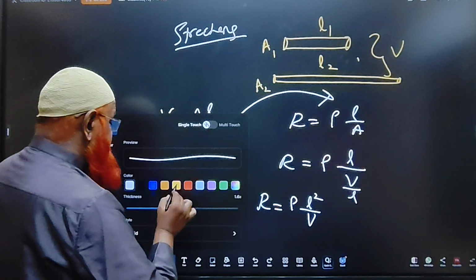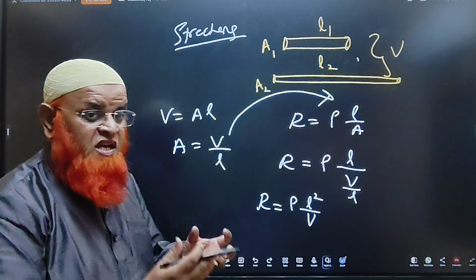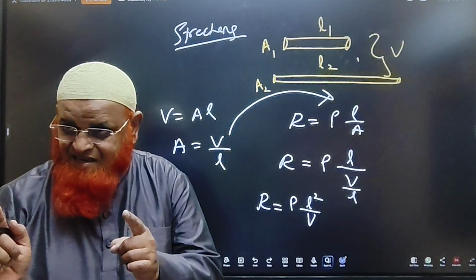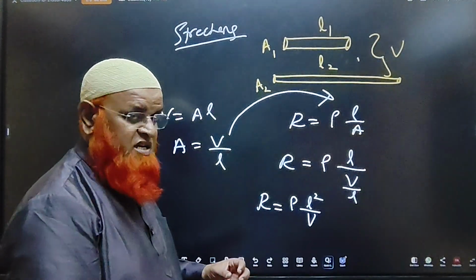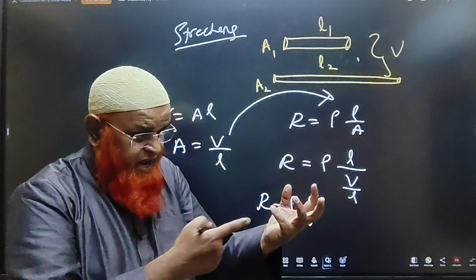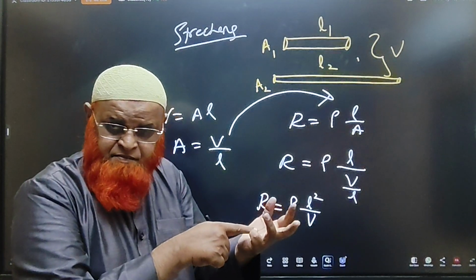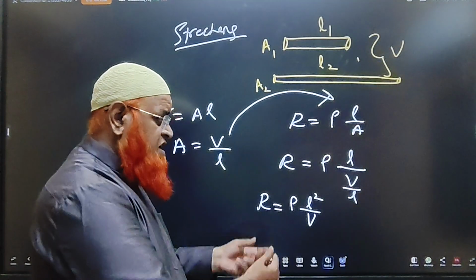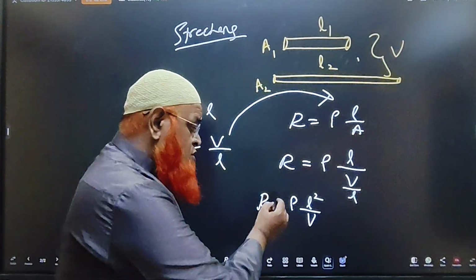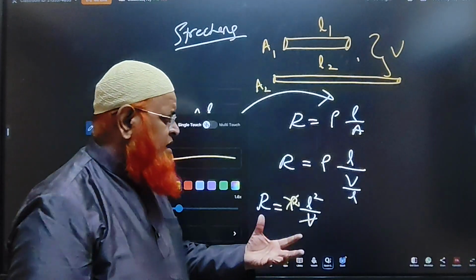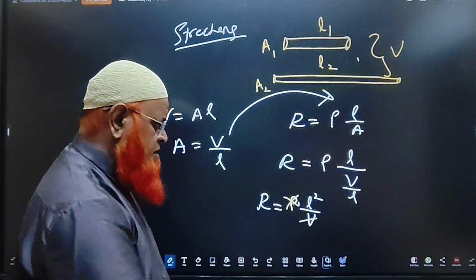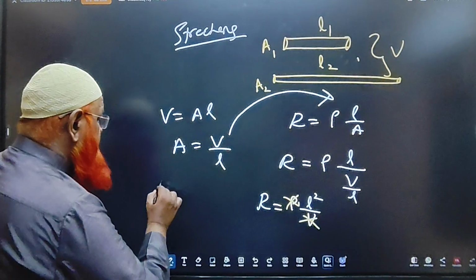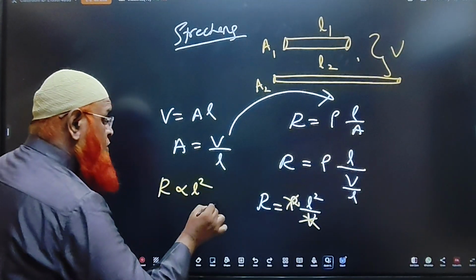So in this case, what is going to be constant? Volume is going to be constant, isn't it? So create a formula in which length is the variable, and add one extra physical quantity which is a constant. And rho is already constant because we are not changing any material, right? So from this what do you understand? Resistance is directly proportional to L square.